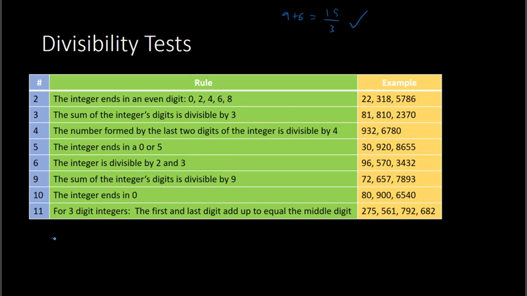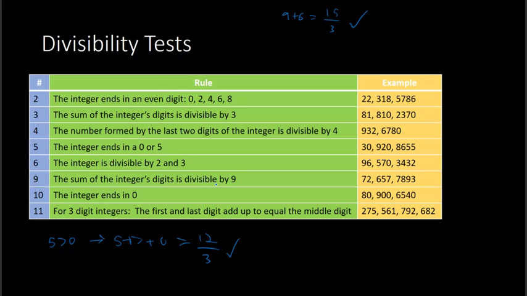570. You can divide by 2 because it ends in an even number. You can divide by 3 because if you add the digits, 5 plus 7 plus 0, that gives me 12, which can be divided by 3 with no remainder. So therefore, because I can divide by 2 and 3, the entire number can be divided by 6 as well. And then same thing with 3,432.